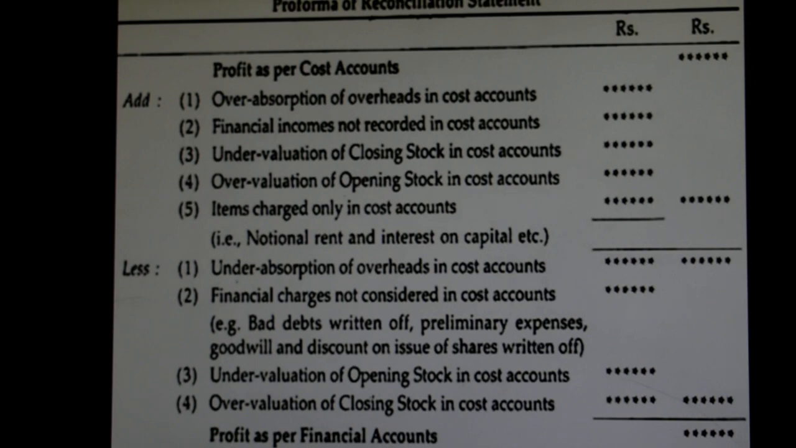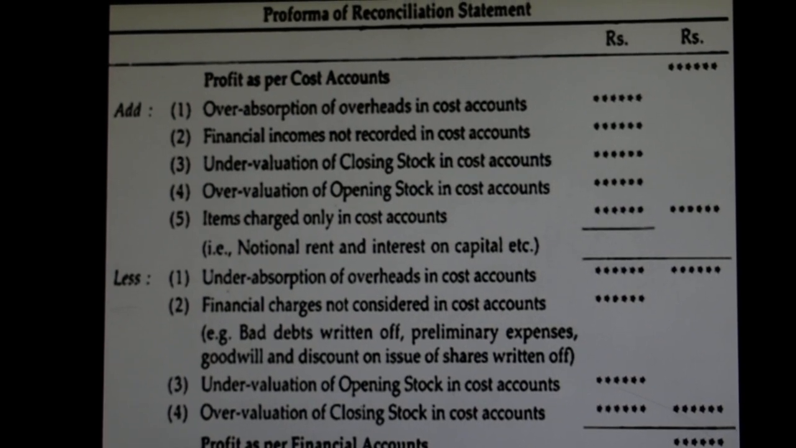Overvaluation of opening stock in cost accounts. Here, when the closing stock is less than the actual value, you have to add. But in opening stock, when the value is more than the actual value, then you also have to add it along with the profit as per cost accounts. Then you have to add notional profit and interest on capital here. You remember one thing, these items charged only in cost accounts will be added to the net profit.